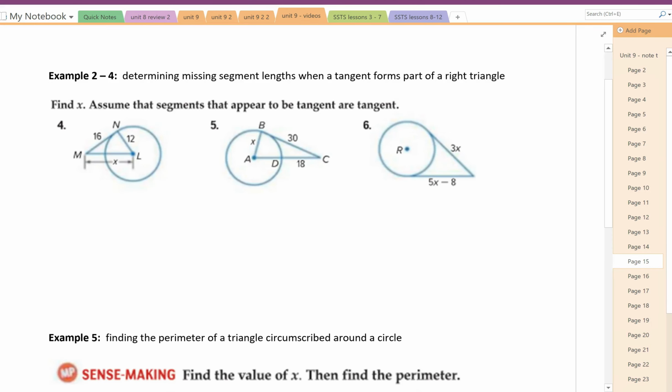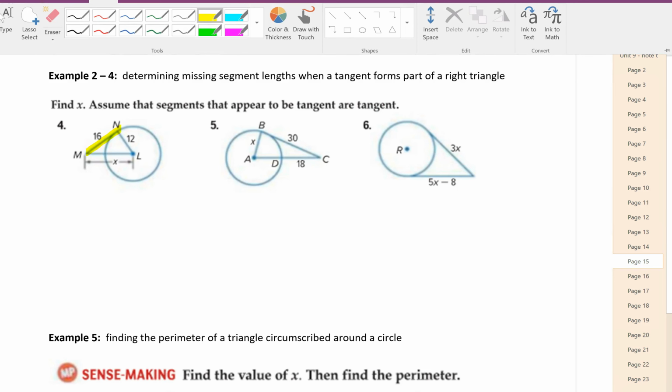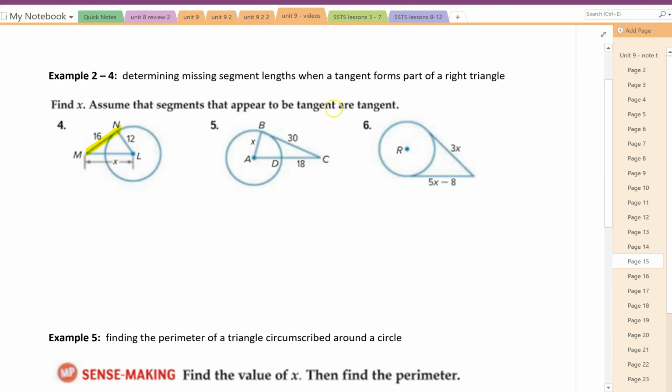Here are a few examples using tangents or finding tangents out of your textbook. Okay, this first one, actually for all three of these problems, 4, 5, and 6, it says, assume that segments that appear to be tangent are tangent. And so on number 4, it looks like MN is tangent to circle L, and so we're going to assume that it is. And what it's actually asking us to find is x, and so what it wants to know is how long would this side ML be.